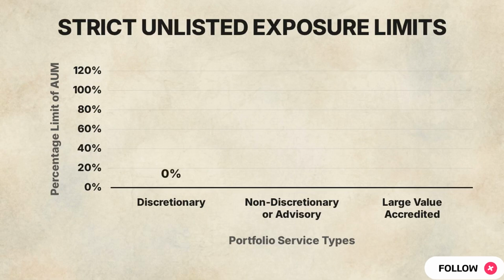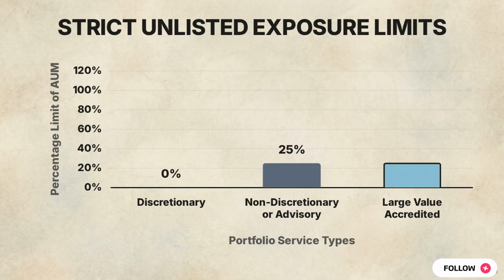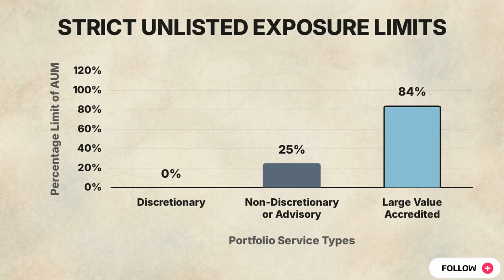Discretionary portfolios are generally restricted to listed securities, money market instruments, and mutual funds. For these clients, the allowance for unlisted securities is 0%. Non-discretionary or advisory services are permitted to invest up to 25% of their assets under management in unlisted securities. Large value accredited investors can have up to 100% exposure, provided they receive appropriate disclosures.